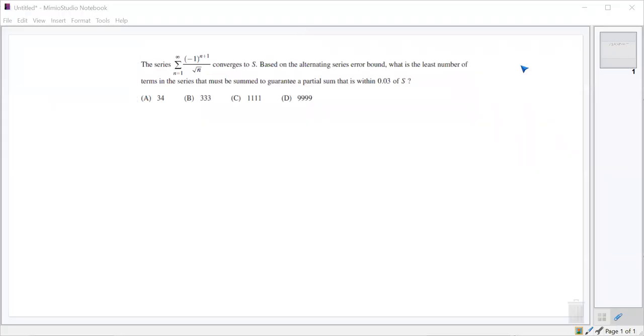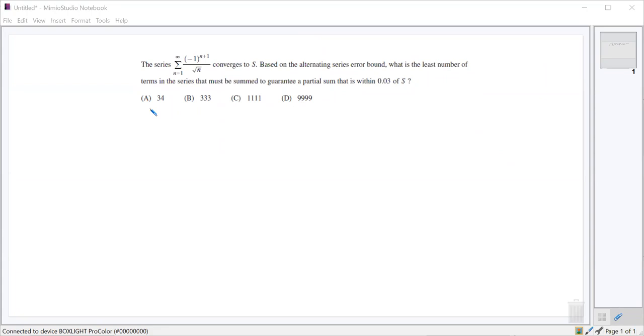So we have a series from n equals 1 to infinity of (-1)^(n+1) over root n, and it converges to some value of s based on the alternating series error bound. We want to know the least number of terms that must be summed together to guarantee a partial sum that is within 0.03 of s. And they've given us 4 different options here.